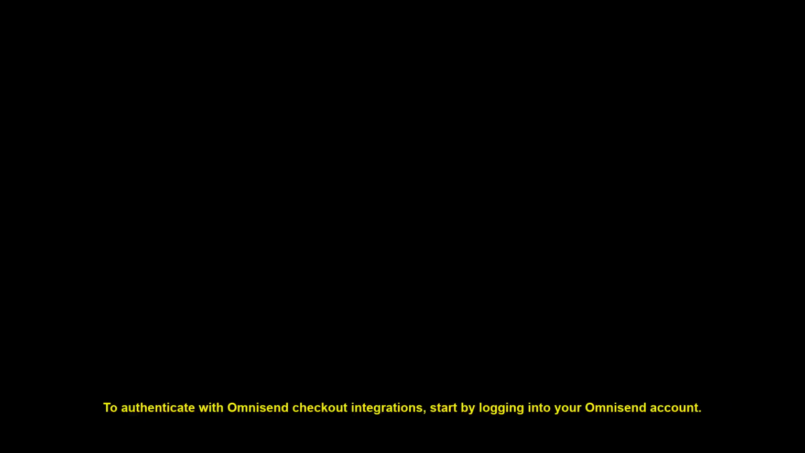To authenticate with Omnisend checkout integrations, start by logging into your Omnisend account. Once logged in, navigate to the dashboard. Locate the Integrations tab on the left-hand side menu. Click on the Integrations tab to view available options.